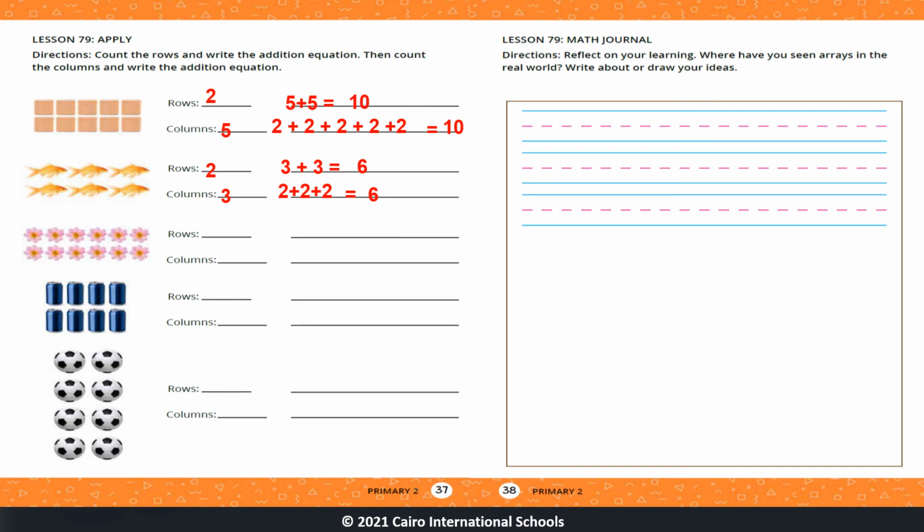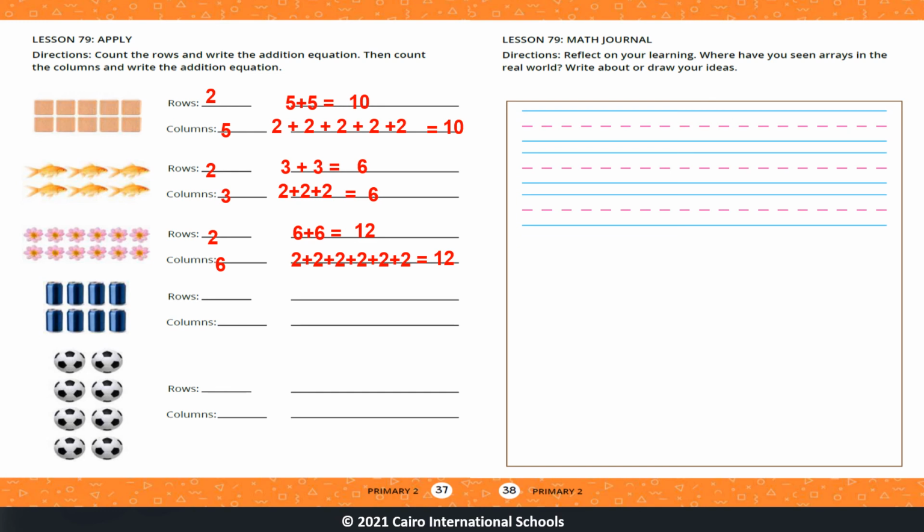The next one, in this array we have 2 rows as we move horizontally. So we will write 2, and have how many columns? 1, 2, 3, 4, 5, 6. It has 6 columns. So the addition equation for rows is 6 plus 6, 2 times, equals 12. And if we count the number of flowers in columns, we will write 2 plus 2 plus 2 how many times? We will add 2 to itself 6 times. So it will be 12.